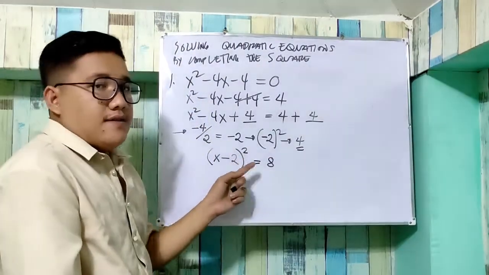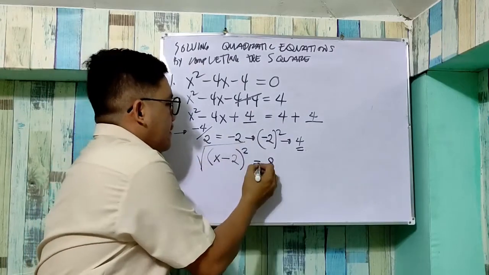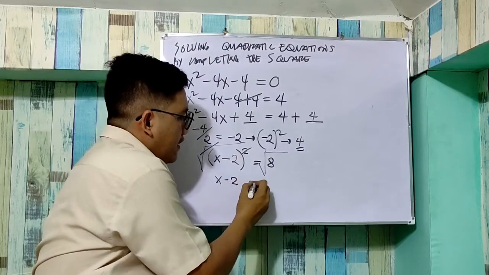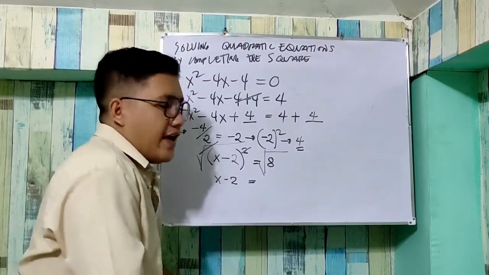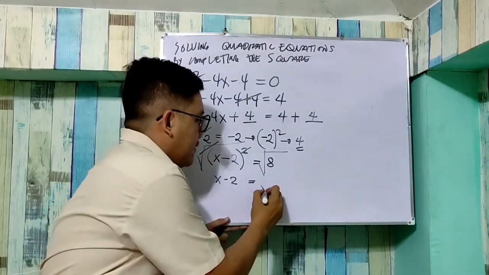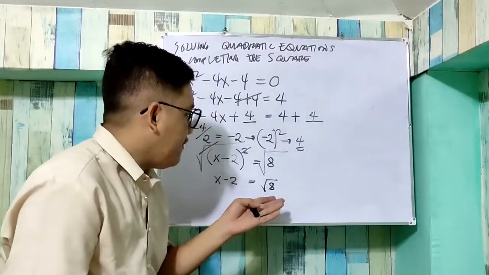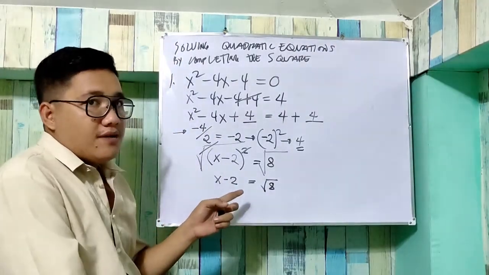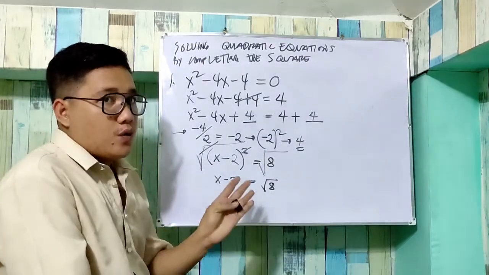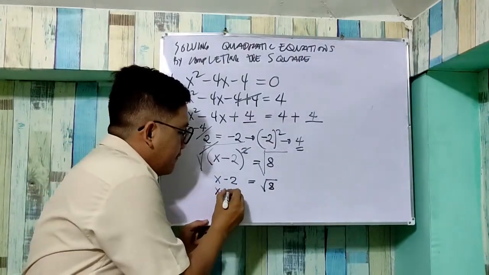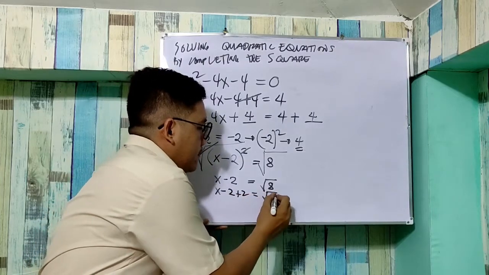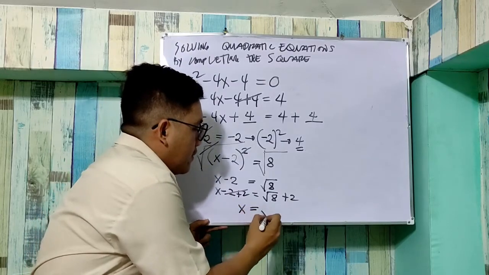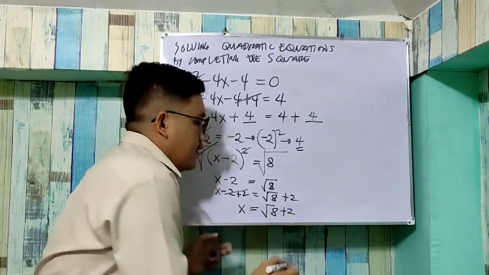Okay, to cancel, extract the square root. Cancel, we have x minus 2 is equal to, what is the square root of 8? Perfect square? Okay, not a perfect square. So we have here square root of 8. Since we still have here negative 2, we're going to remove it by adding 2 on both sides. So we have here plus 2, plus 2. So cancel, x is equal to square root of 8 plus 2.